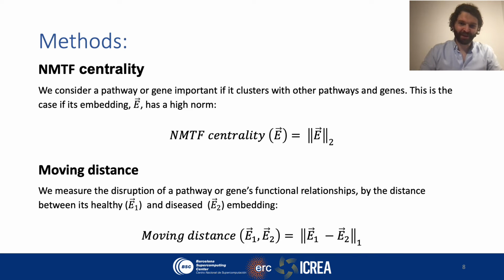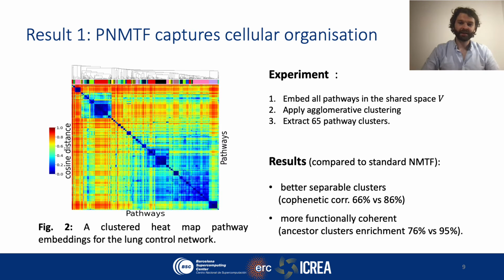Having defined our healthy and diseased pathway and gene embeddings, we can now define the following 2 heuristics. First of all, NMTF centrality, which we use to measure the importance or the functional importance of a given pathway or gene, which we compute as the Euclidean norm of its embedding. Then our moving distance, which measures the disruption of a pathway or gene's functional relationships, which we define as the Manhattan distance between its healthy and its diseased embedding. And now for our results.